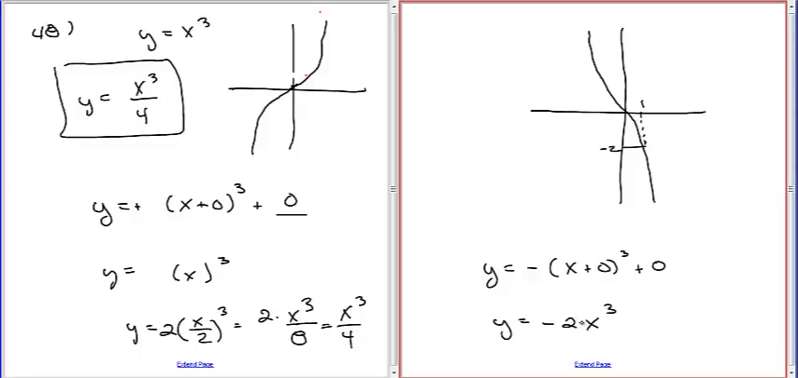In that particular case, I'd say that's the correct answer. Okay, so that's all there is.